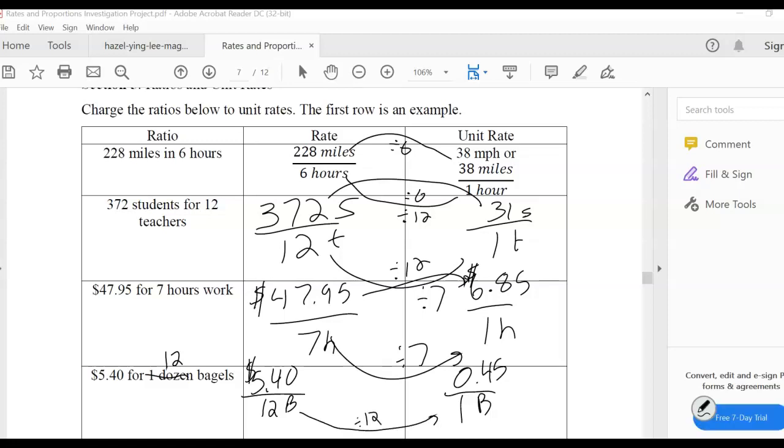So we went to the unit rate. As always, we divided by the denominator in the rate. Divided by 12. Divide by 12. We also have a dollar bill sign right there. Anything else I need to do? Awesome. Go.